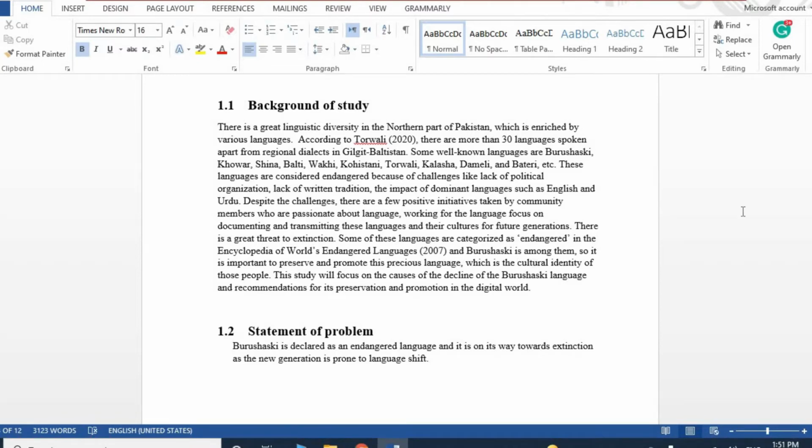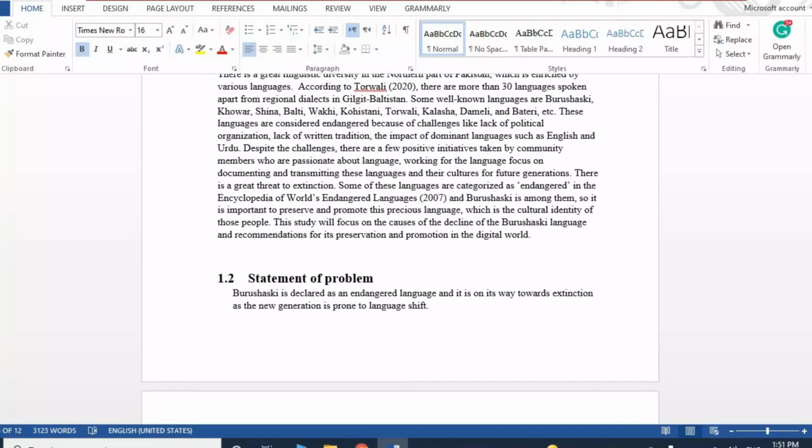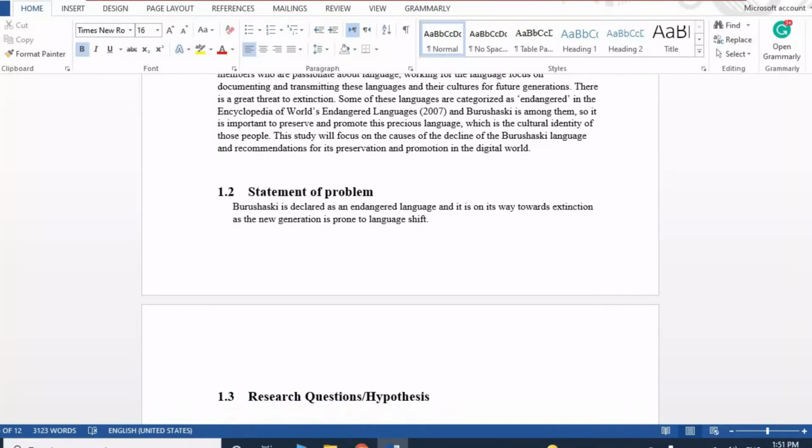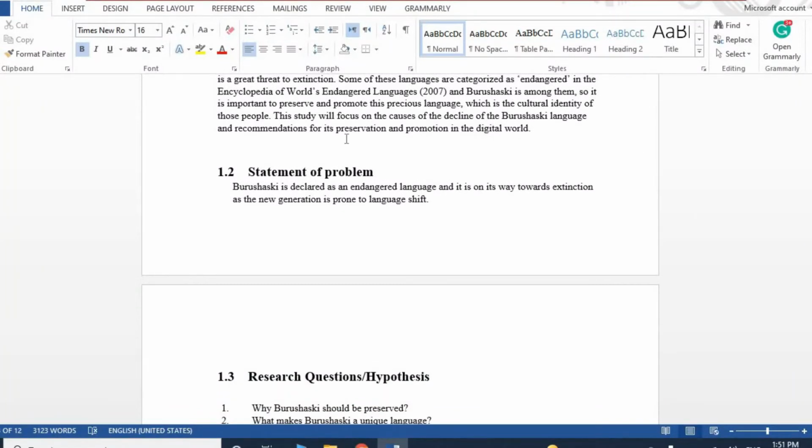So that's why I am interested to work on that endangered language, to preserve it, right? Recommendation for its preservation and promotion in the digital world, in the contemporary world. And in this, my statement of problem is a very brief, very concise statement, which just focuses on your problem.